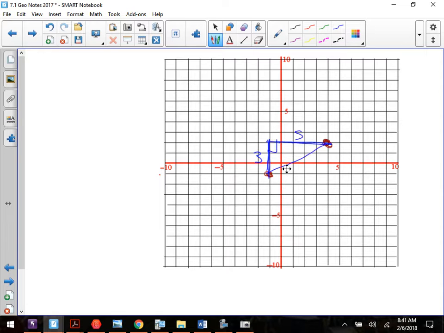And we did 3 squared plus 5 squared. That's where that comes from. That's where all this comes from.